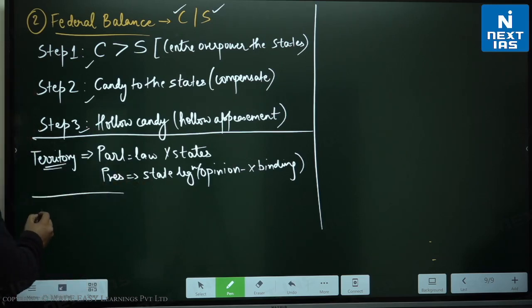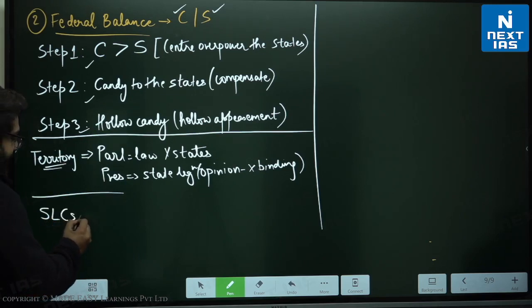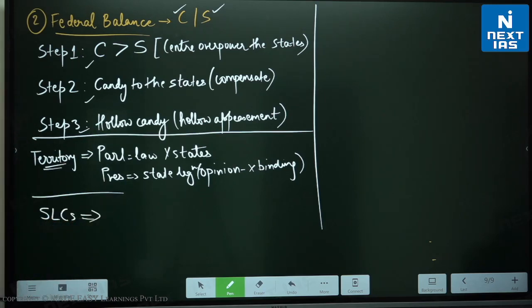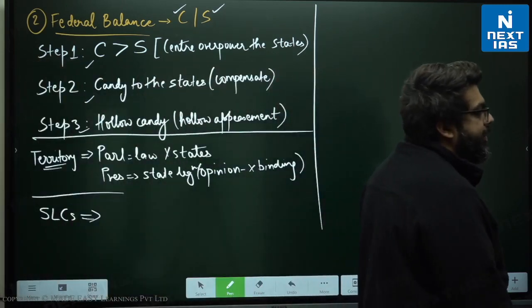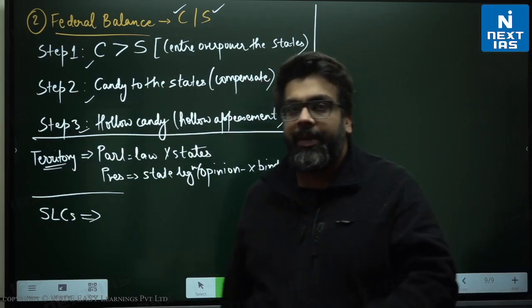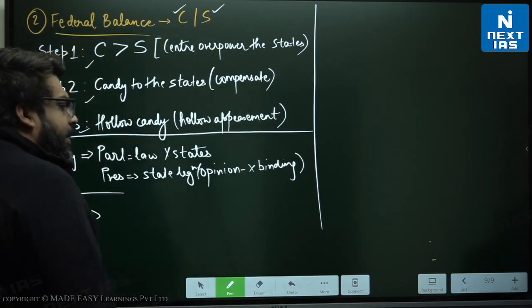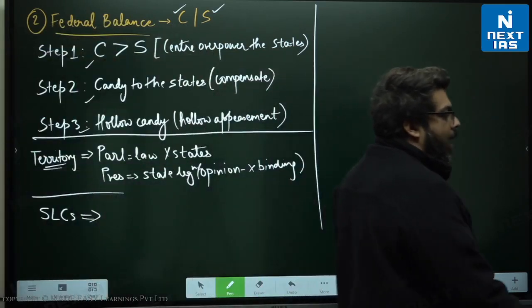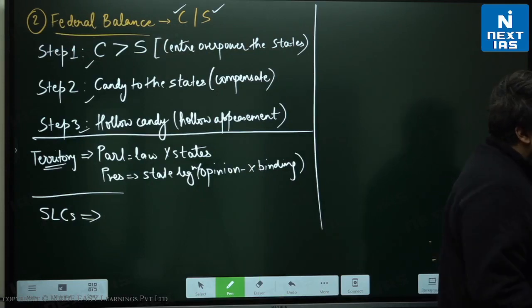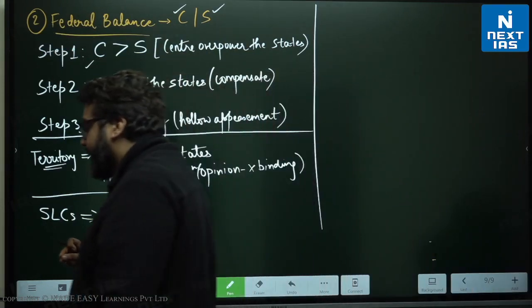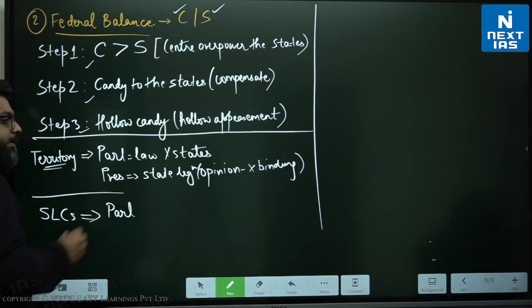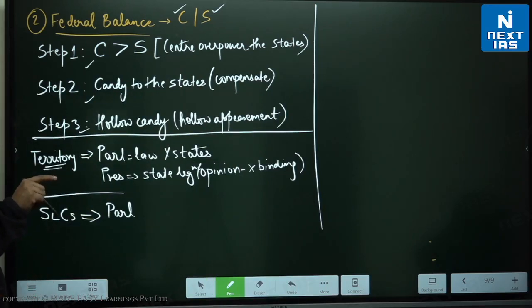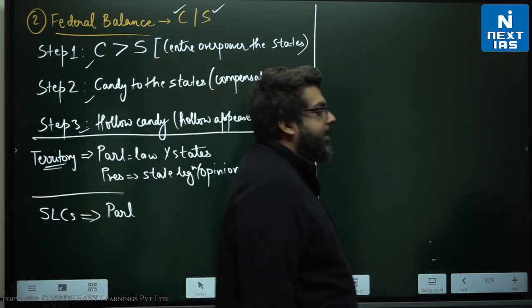Similarly, let us take the case of state legislative councils. Now, there are 8 states in the country which have legislative councils. The last state to have a legislative council is Andhra Pradesh and Telangana after the bifurcation. Now, the legislative councils are actually authorized by the parliament. The parliament makes or authorizes the creation of a legislative council in the state.